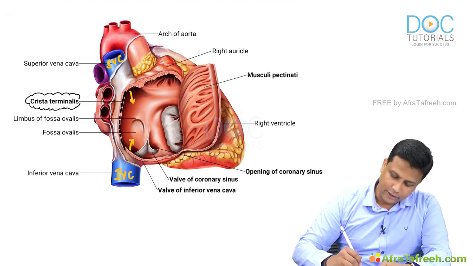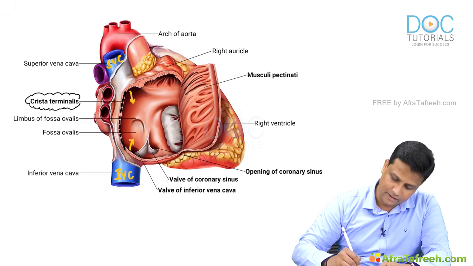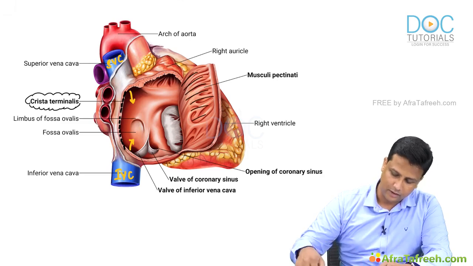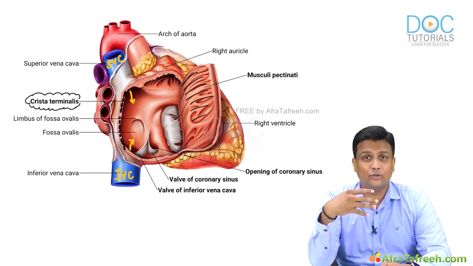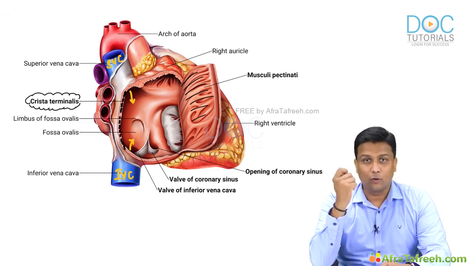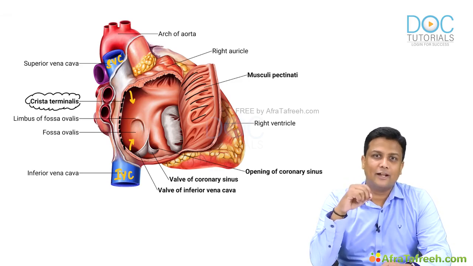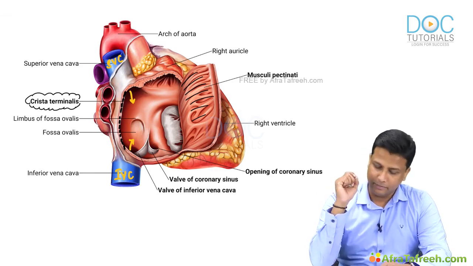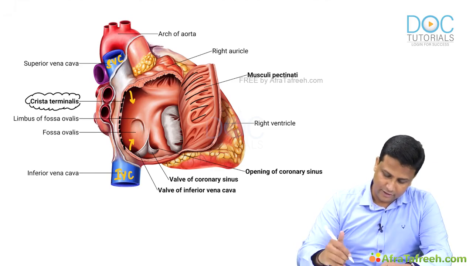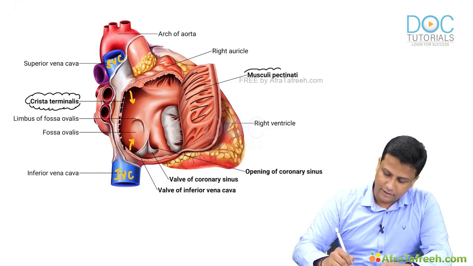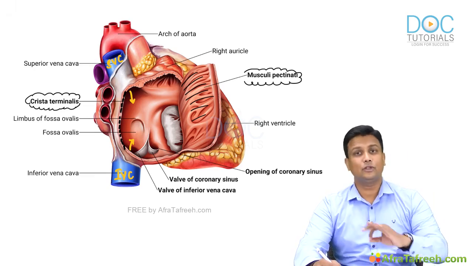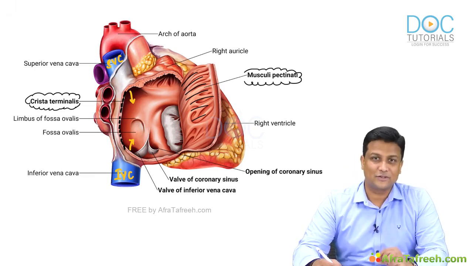I hope you are able to appreciate on the anterior wall all these muscles which are in the form of a comb, the teeth of the comb, and that is the reason why these muscles are said to be the musculi pectinati. So in this diagram you can appreciate the rough part of the right atrium, where you have muscles arranged in the form of the teeth of a comb, and those are the musculi pectinati.